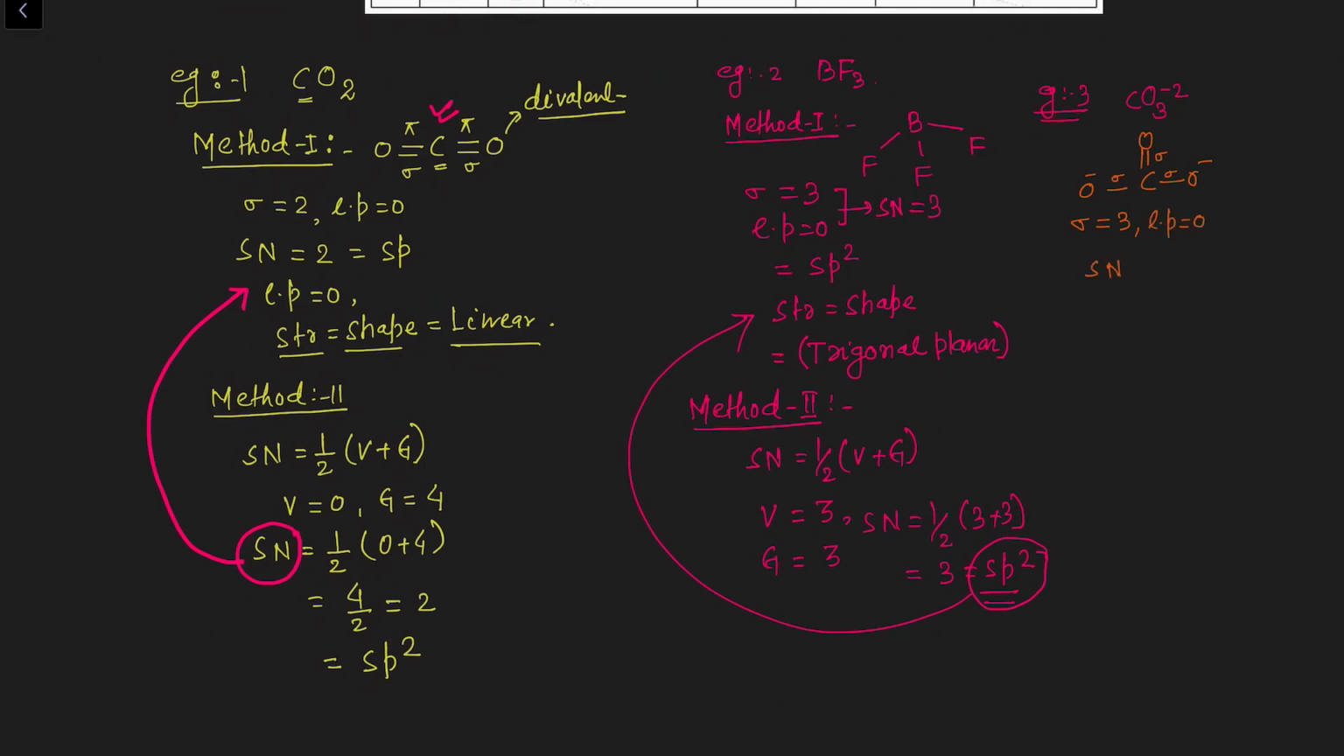So steric number will be what? 3. So hybridization will be what? sp2. So now again lone pair is 0. So structure and shape will be what? Same, which is what? Trigonal planar. Now check one more thing. If you observe this molecule, then you will find this molecule is what?